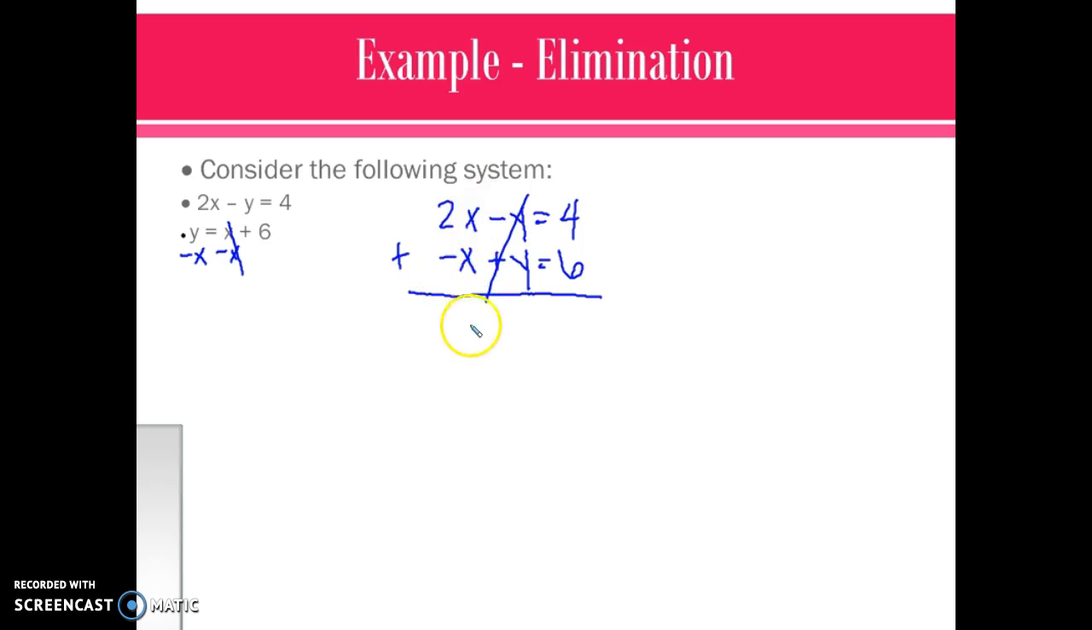And then 2x plus negative x is just 1x. 4 plus 6 is 10. So I got x equals 10. Now I have to plug that back into one of my equations. So you can pick either one.